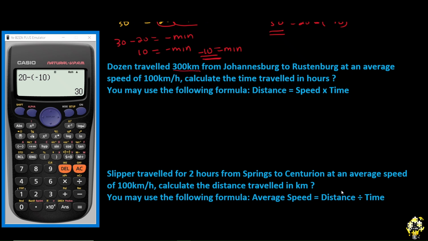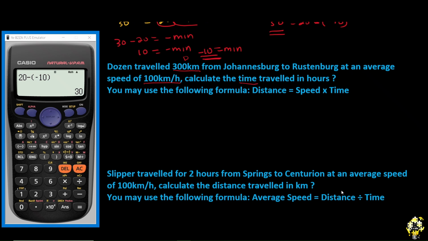300 kilometers. So we know this before we go anywhere. I know we are not yet doing speed, time, and distance, but we know this is a distance because that's the distance that was traveled from Johannesburg to Rustenburg at an average speed. Okay, here, no need to interpret. They've given us that it's the speed indeed.